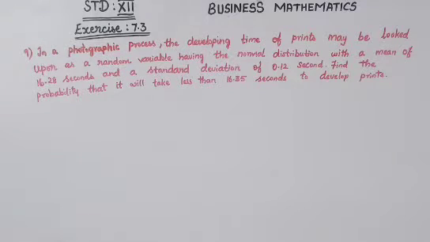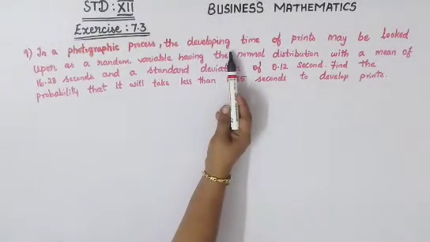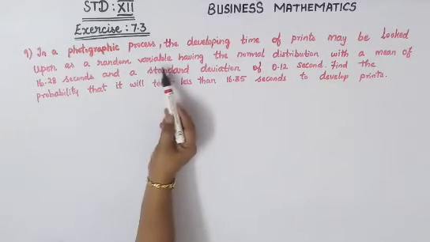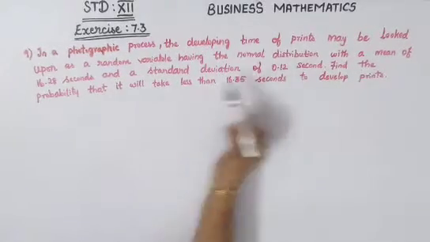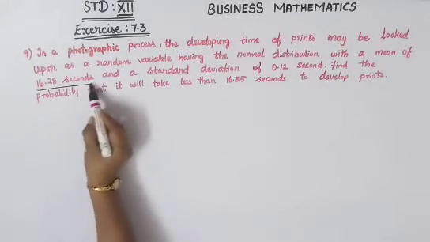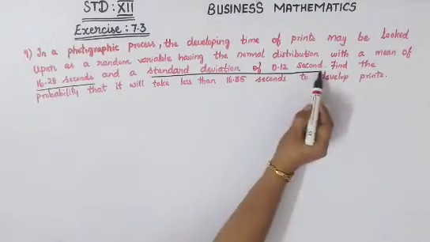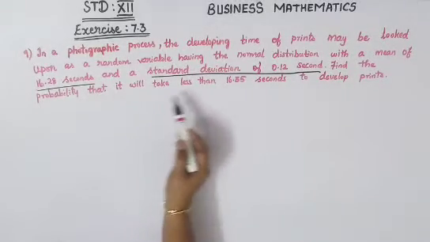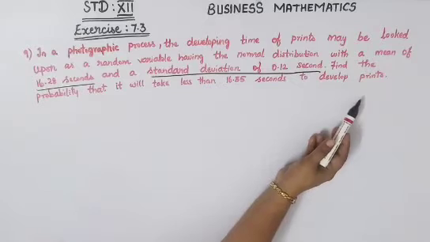Okay, so the question is a photographic process. The developing time, the time needed to develop the print, is taken as a random variable in a normal distribution. The mean is given as 16.28 seconds, and the standard deviation is given as 0.12 second. They are asking you to find the probability that it will take less than 16.35 seconds to develop one print.